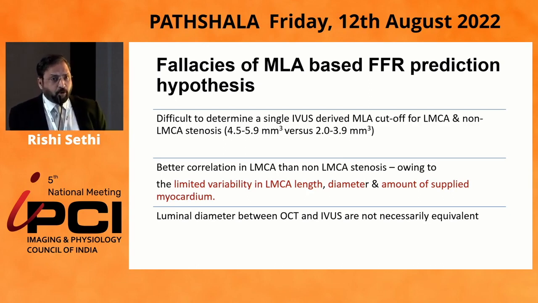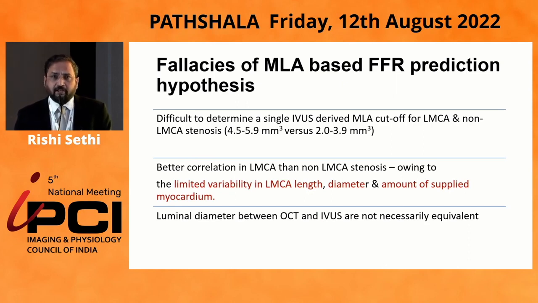Very importantly, we have to remember that the MLA cutoff and FFR positivity are much better related in left main disease than in non-left main disease, owing to the limited variability of left main length and diameter, and we are reasonably sure that the amount of myocardium supplied by the left main is almost always very, very high. We also have to remember that in left main, the data for 4.5 and 6 has come from clinical studies that have studied isolated left main ostial and shaft diseases.